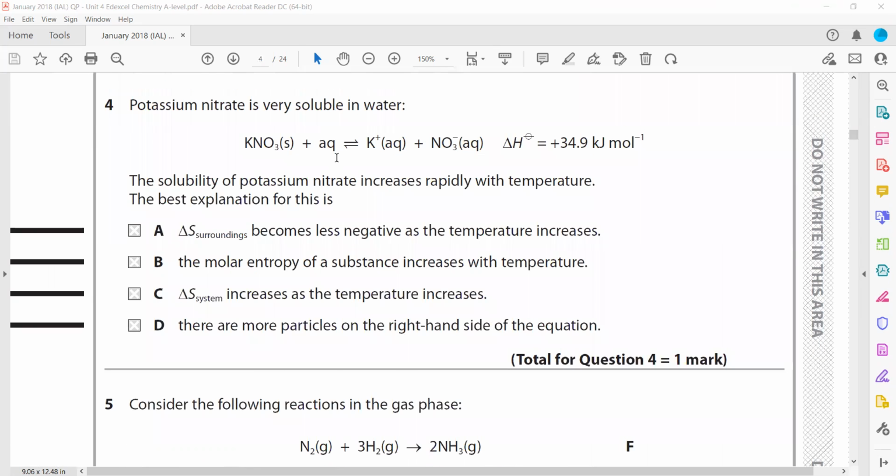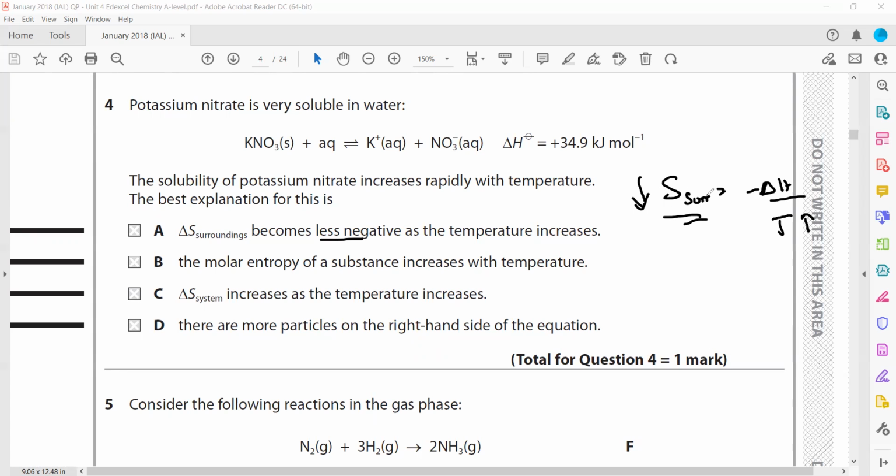Potassium nitrate is very soluble in water. The solubility of potassium nitrate increases rapidly with temperature. So what happens when the temperature increases? If the temperature increases, the entropy of the surroundings becomes less negative. That is true, because the entropy of the surroundings is minus delta H by T. So if the temperature rises, this whole factor will decrease.